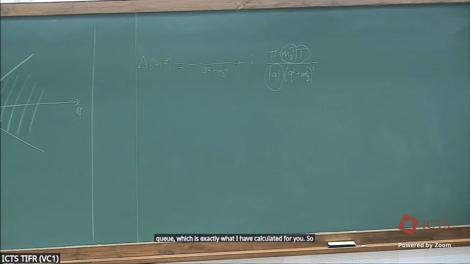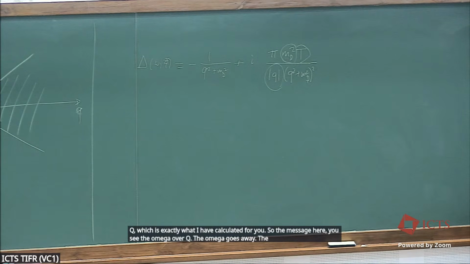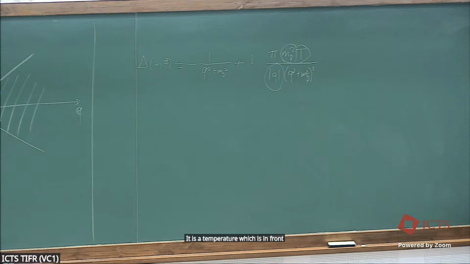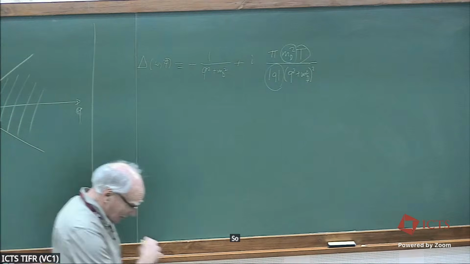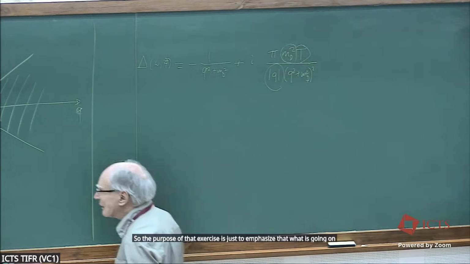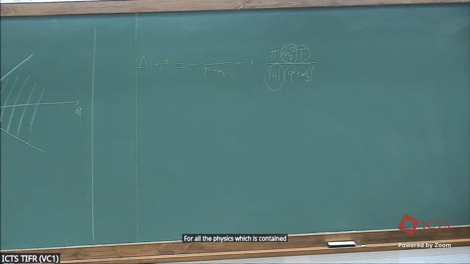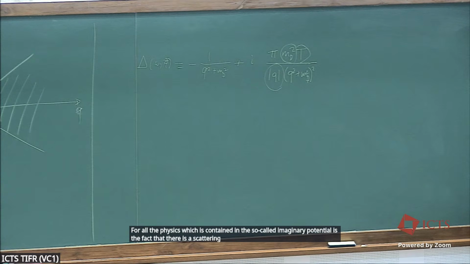So the message here: you see the omega over Q, the omega goes away, and the 1 over the modulus of Q is coming from this expression here, and the T is the temperature which is in front of this result. The purpose of that exercise is to emphasize that what is responsible for the spectral weight and for all the physics contained in the so-called imaginary potential is the fact that there are scattering processes going on in the plasma.